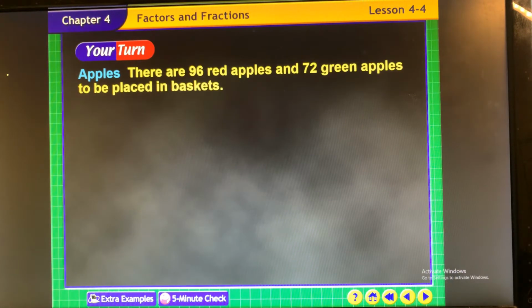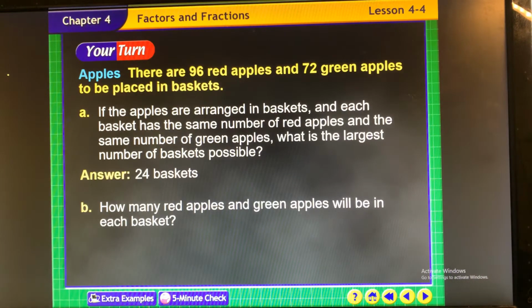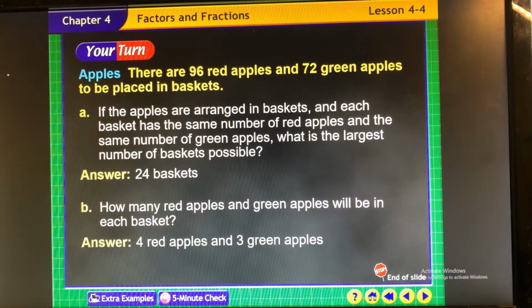And this is the same kind of question. See if you can answer it. First, find the GCF of 96 and 72. And then find out how many can be put in each basket.